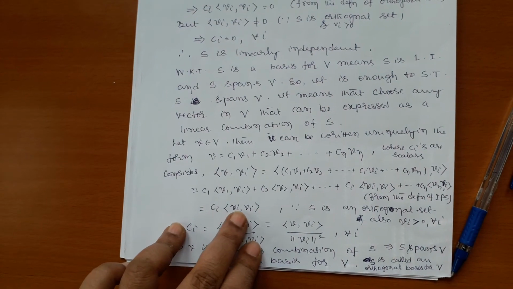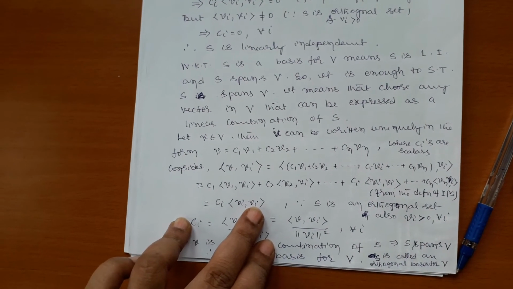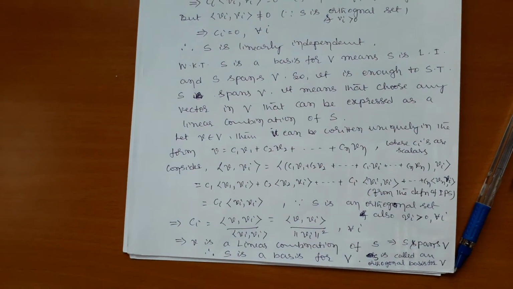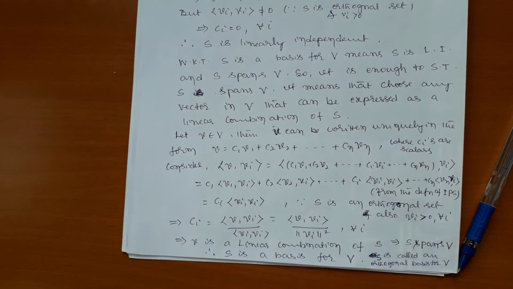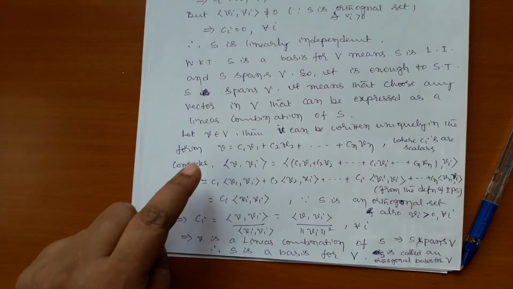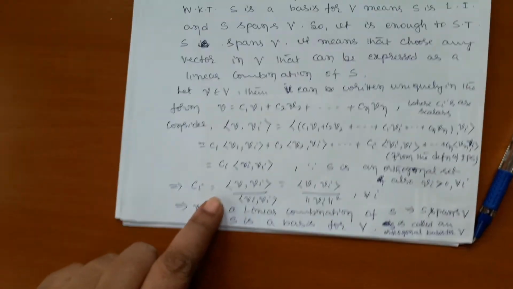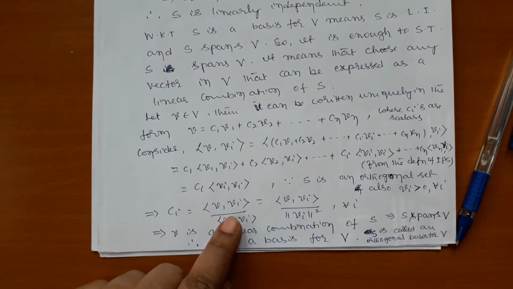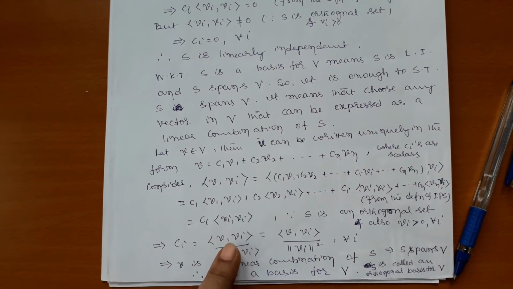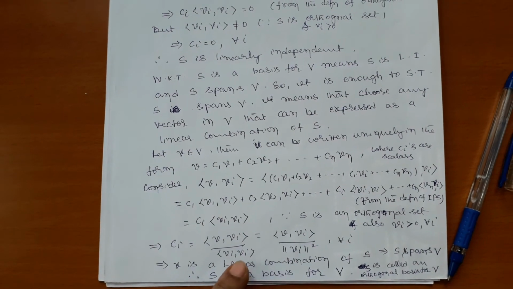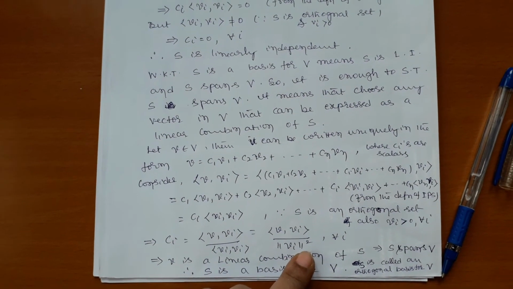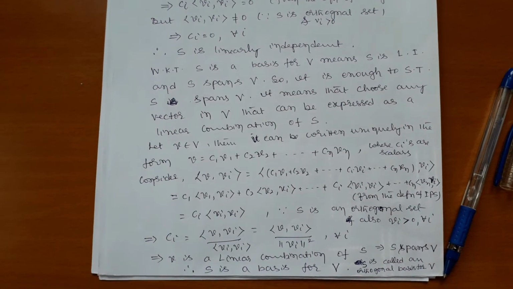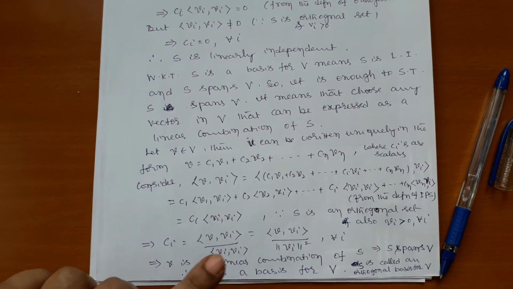Finally we get Ci times the inner product of Vi, because V1, V2 etc. Vn are orthogonal vectors, meaning the inner product of Vi comma Vj equals 0 for i not equal to j. After the simplification, we get Ci. What is the Ci value here? Ci is the inner product of V comma Vi divided by the norm of Vi square. Now, for i equal to 1 we get C1, for i equal to 2 like that. Now we get C1 in terms of V.